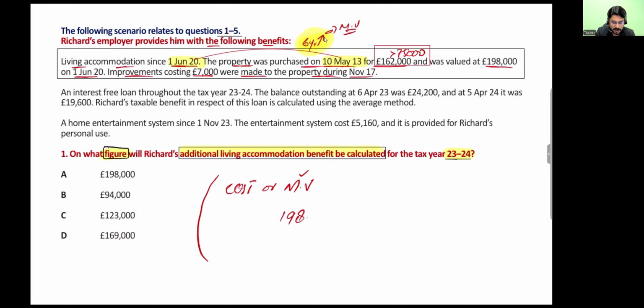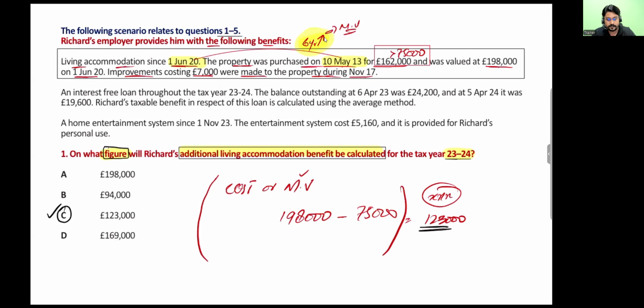So I'm writing the market value in the calculation. But that's not the answer. The majority of the students shared their answer as option A, but that's incorrect. Why? Although market value will be used, expensive accommodation benefit will not be calculated on this 198,000. From the market value or the cost, we deduct an amount of 75,000, and the differential amount is what was asked in the question. The difference of these two is 123,000. So basically 123,000 is the amount on which the expensive accommodation benefit will be calculated. So your correct answer is C.